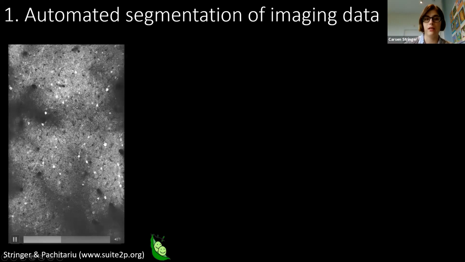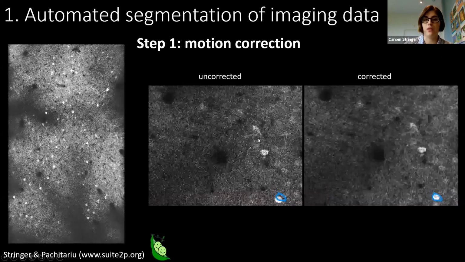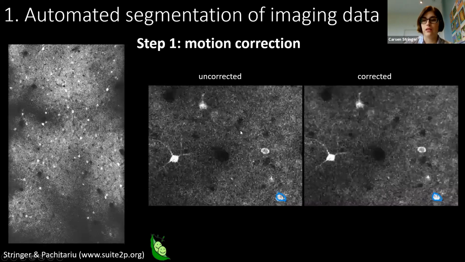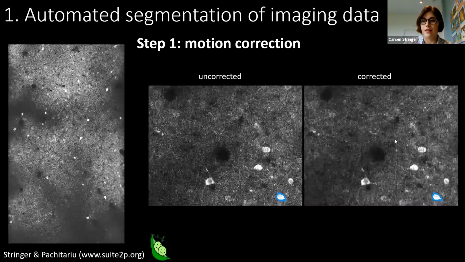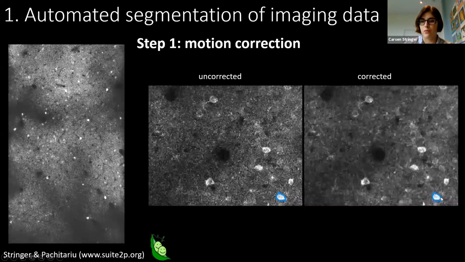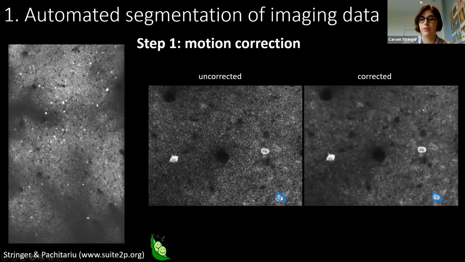And we do that using a technique called phase correlation. So I've zoomed into this video here, and on the left is the uncorrected version, and on the right is the corrected version. And so if you look at the circled cell, you can tell this jittering would be a big problem if we were trying to determine the activity of the cell.